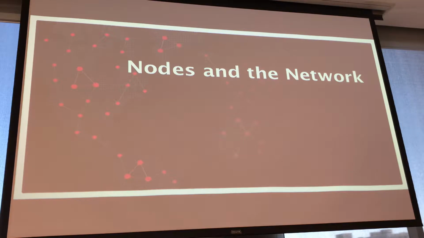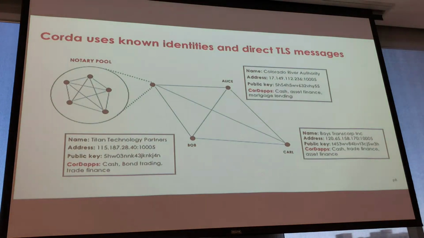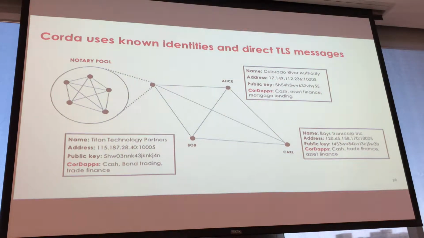So the first thing we need to talk about in Corda is this idea of the network and nodes on the network. And Corda networks are these kind of fully connected graphs. So everyone on the network is aware of everyone else on the network using something called the network map. And everyone on the network is permissioned. So if you see here, there's some companies, Colorado River Authority, with a public IP address and public key. And the way Corda works is it's a permissioned network, and when you join that network, you download this signed document called the network map, and you get to know who else is on the network and what their public key is.